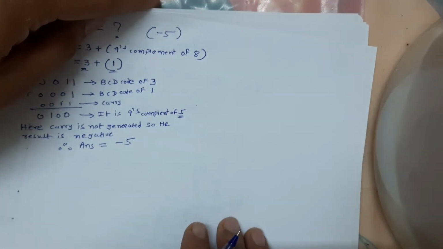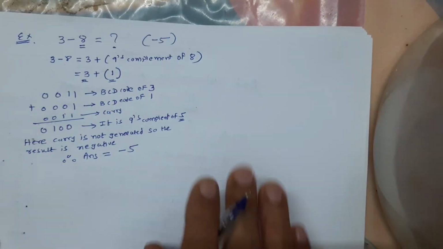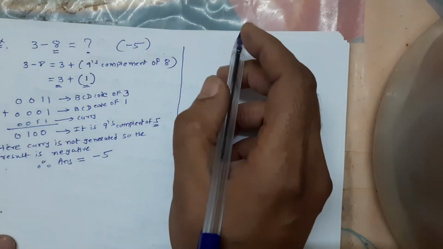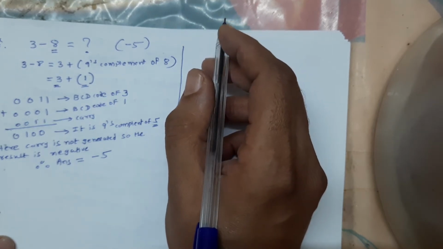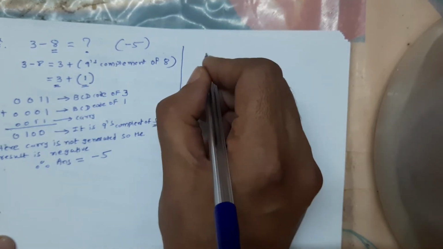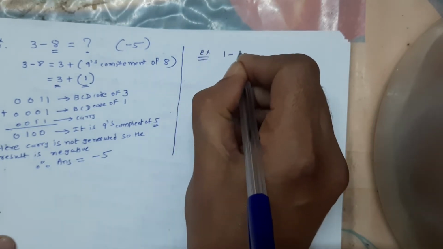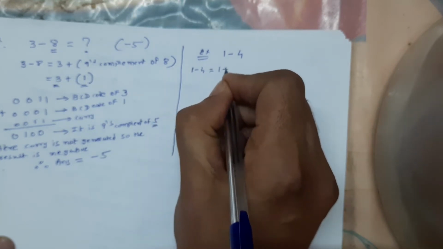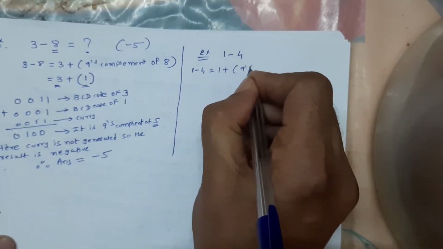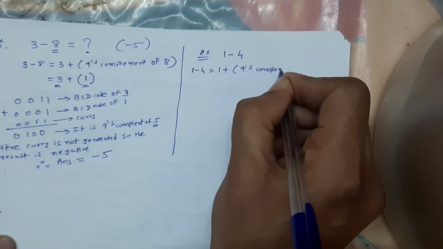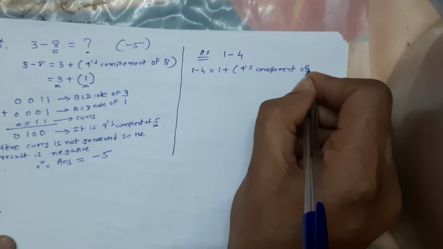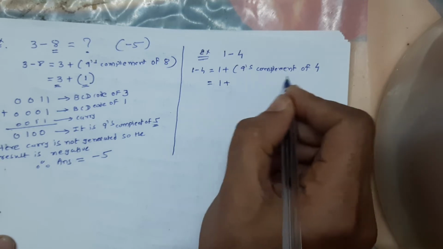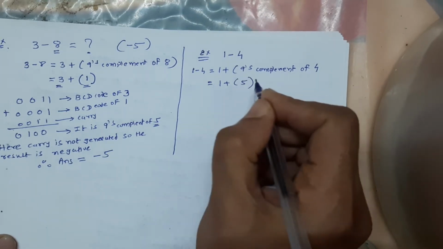Right? I take a second example, a third example, to discuss this. 4 minus 4 or 1 minus 4. We will take 1 minus 4, okay. Example, 1 minus 4, correct? So 1 minus 4 is equal to 1 plus 9's complement of 4, that is equal to 1 plus 9 minus 4, that is equal to 5.